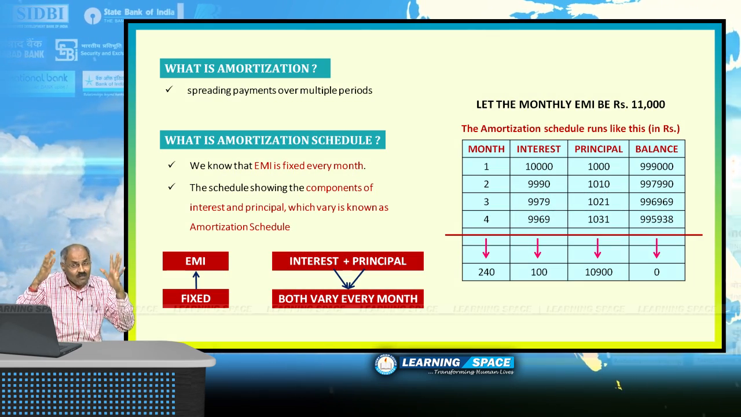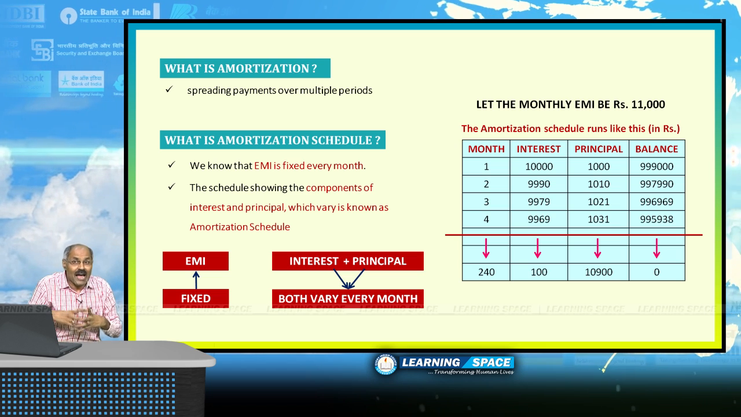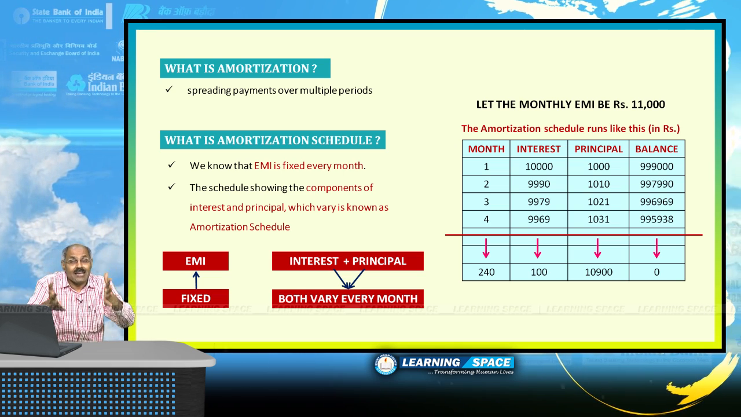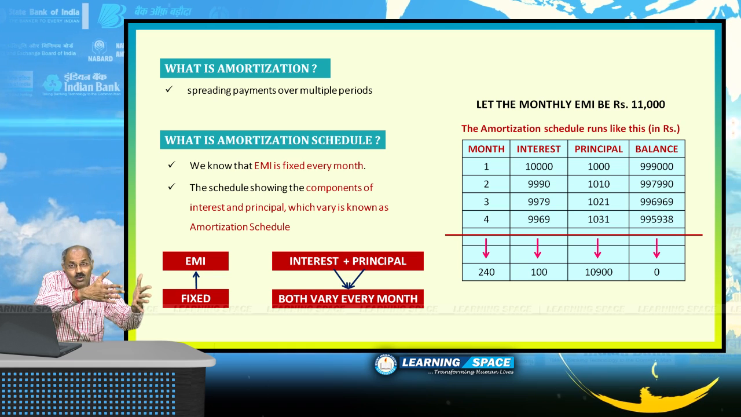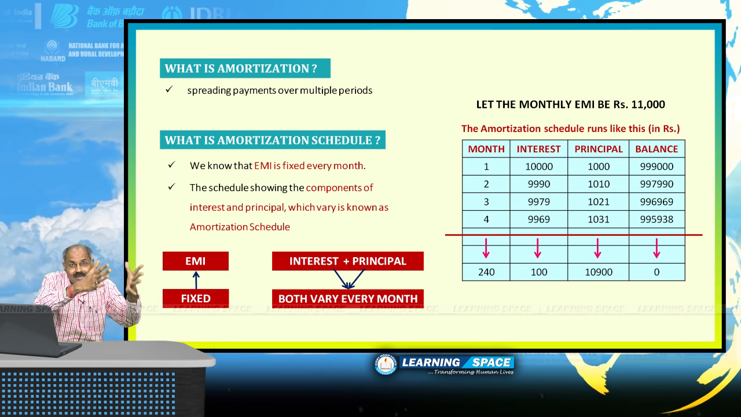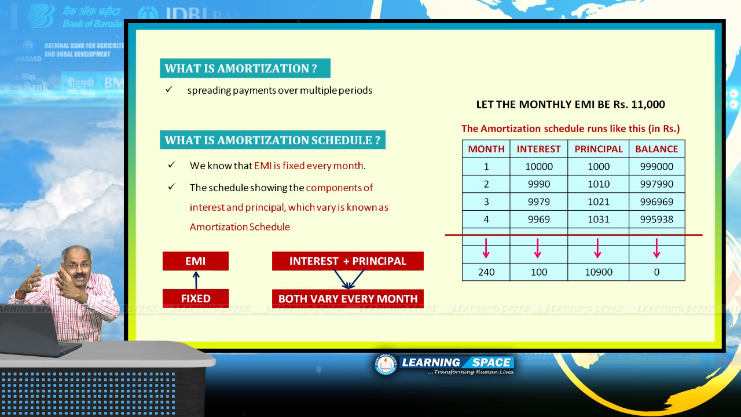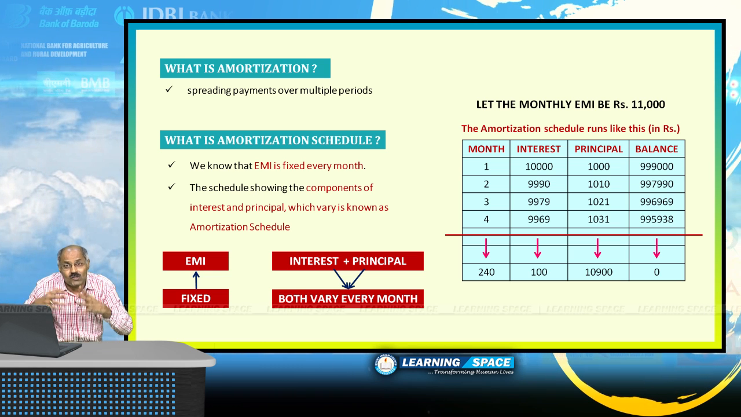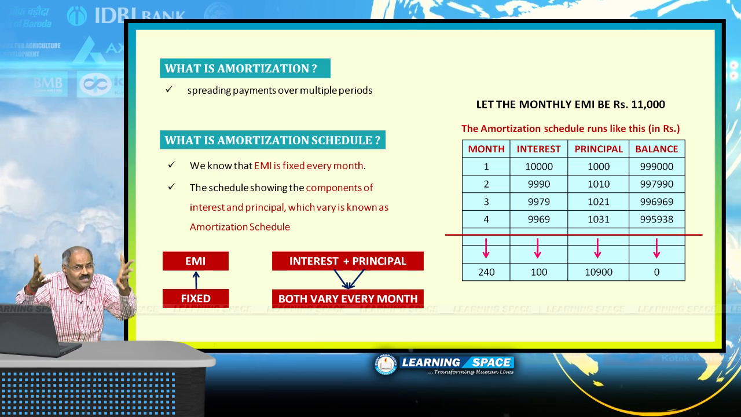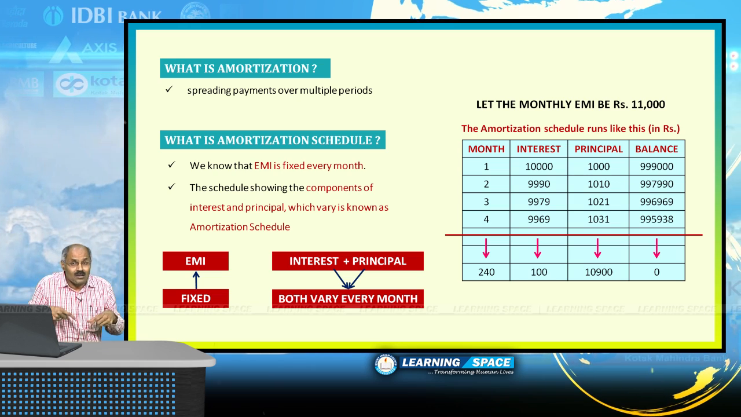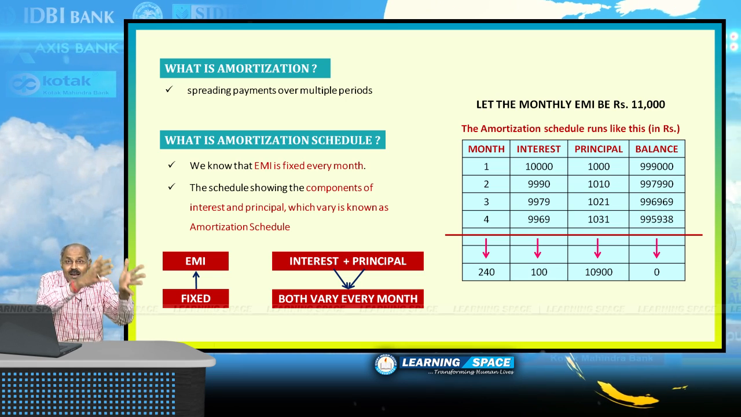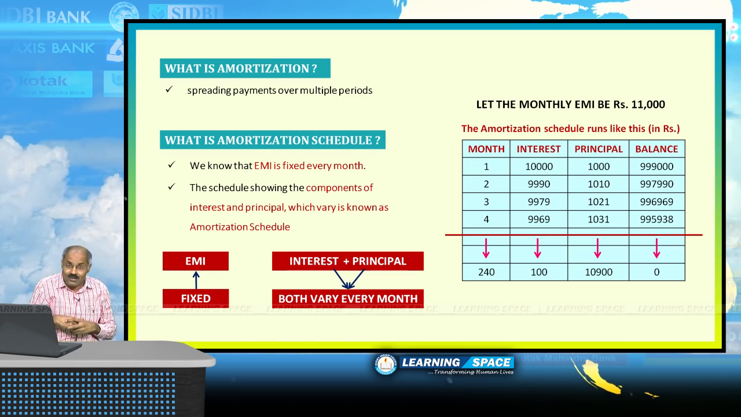That means every month EMI is 11,000 rupees as per this illustration. Every month EMI is 11,000 rupees, but out of 11,000, in the initial months, interest will be more and principal will be less, and subsequently it will be reversed, right? So this is the amortization schedule. The amortization schedule is nothing but the schedule of spreading payments over the entire loan period, indicating principal and interest. Please don't forget.